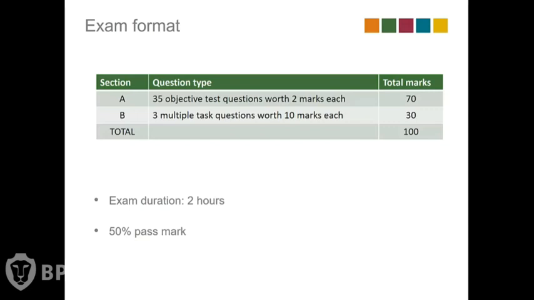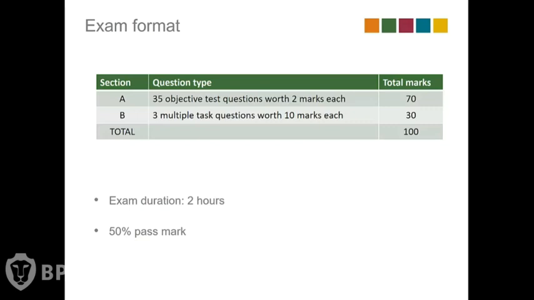Section B of the paper comprises 3 multiple task questions worth 10 marks each. And the multiple task questions will be based on a mini case scenario. We tend to see 3 to 4 questions within each multiple task question. So those 3 to 4 questions can be worth anything between 1 to 4 marks each.